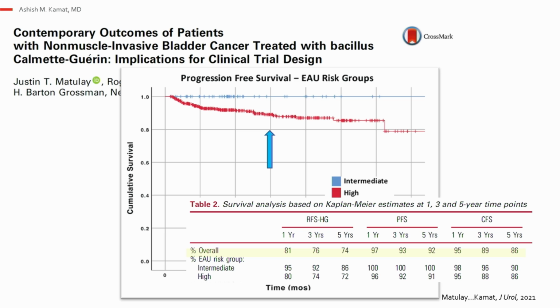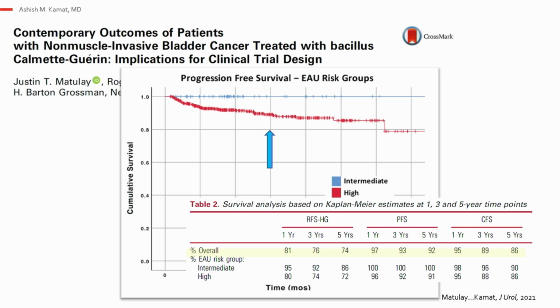A lot of old data suggests that the BCG progression rate is 30% and the recurrence rate is 70%. That's just not true. We urologists have gotten better with better scopes, better resection, and our pathologists have gotten better. If you look at contemporary series with appropriate BCG therapy, progression rates are in the single digits all the way up to 5 years. And recurrence rates at 3 years are 24%. So 76% are recurrence-free at 3 years and 74% at 5 years.